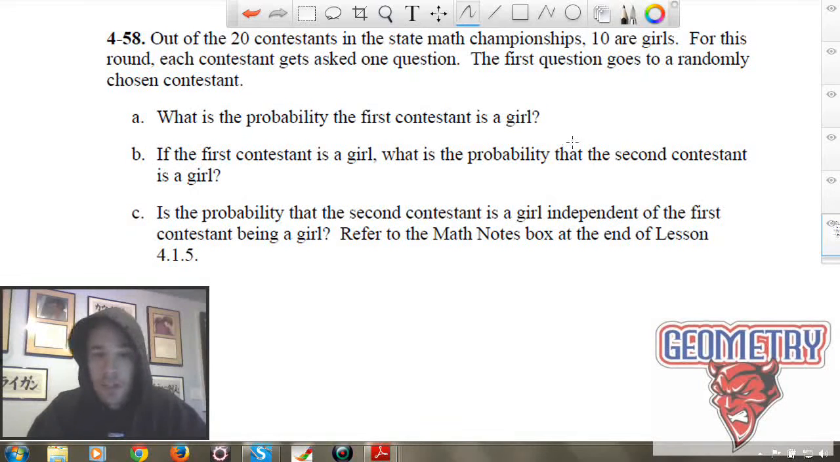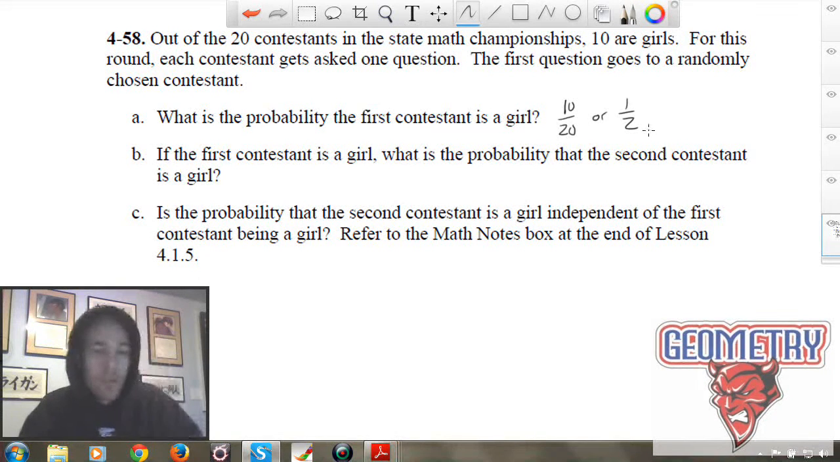Well, if there's 20 contestants total, and 10 of them are girls, that's a 10 out of 20 chance, or 1/2. Or you could write it as 0.5, or you could write it as 50%. So there's a few different ways we can write that probability, but there's a half chance, 50% chance, 1 in a 2 chance that it's a girl.